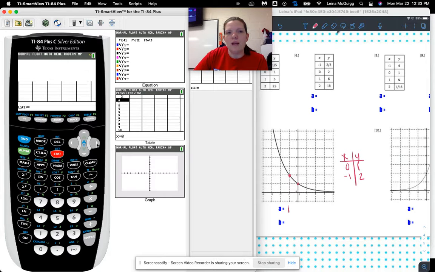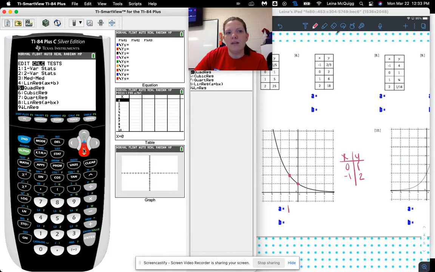We're going to do stat, go over to calc. Get all the way down to 0. Oh, I went too far. Okay. All the way down to 0 for exponential regression.